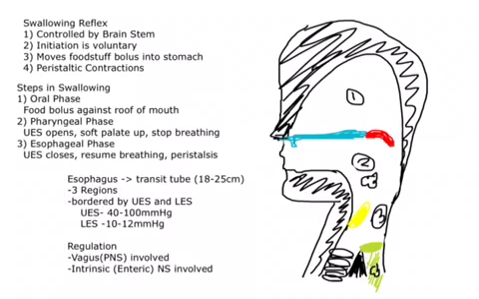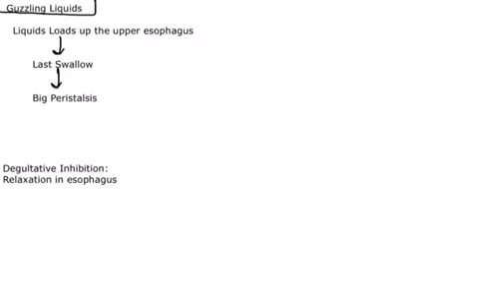Okay, so now we're going to talk about some controls and inhibition and how we handle liquids. When we guzzle, it's called guzzling liquids. It means when we're taking many gulps. So the liquid loads up the upper esophagus, and then we take gulps and gulps until we can't, and then we have our last swallow, and then we have a big peristalsis. Let me just write that for you. Alright, so that's our guzzling liquids.